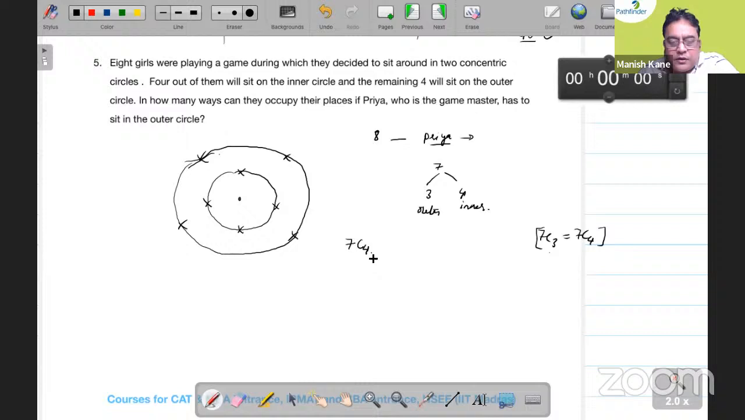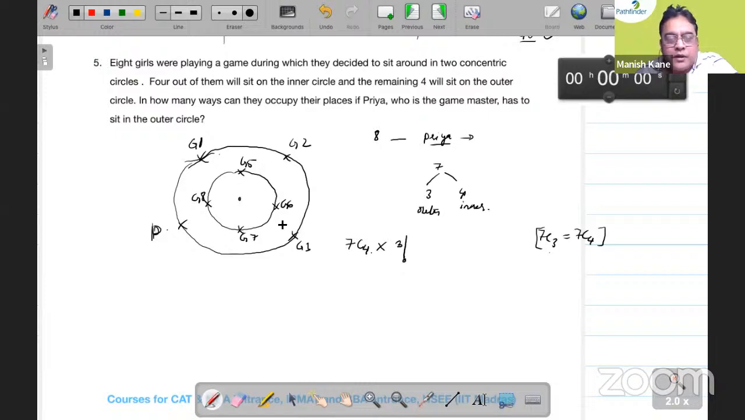Now, once the girls are separated, we have 4 girls for the outer circle, girl 1, girl 2, girl 3, and the 4th girl is Priya. And then we have girl 5, girl 6, girl 7, and girl 8 in the inner circle. So you arrange 4 girls around a circle in factorial 3 ways.